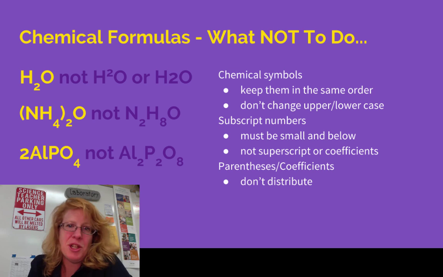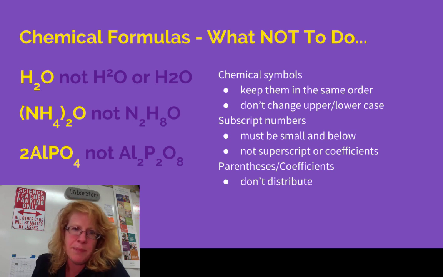Okay, a couple things not to do when you're writing chemical formulas. When we write them, chemical symbols, you always keep them in the same order. You never rearrange them and write them in a different order. Don't change upper and lower case. Sometimes it can get really confusing as letters start to overlap, so be a little bit careful with that. With our subscript numbers, always write them down and below, between the two elements, or touching the element that it refers to. Don't ever write it up above like an exponent, and don't ever write it full size. They always need to be small.